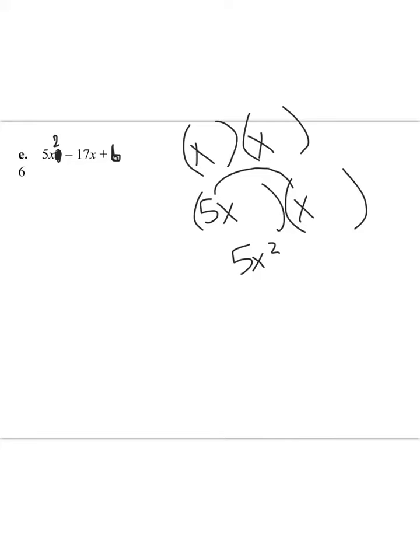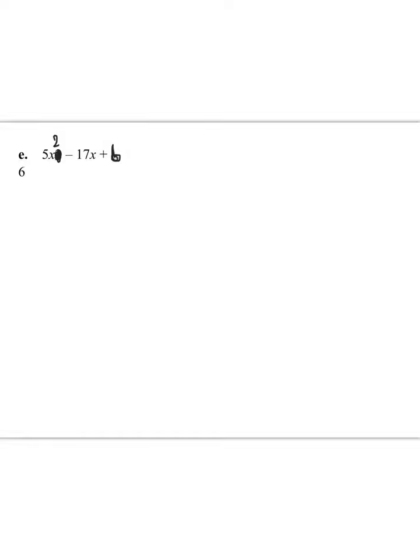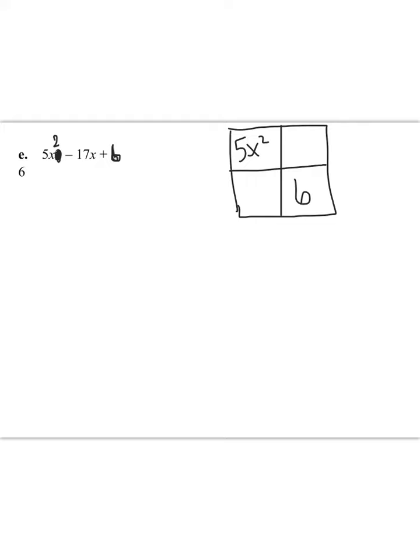So there are a couple different ways that we can factor this. There's a box method. So to do this, you need to set up a box and divide it into fourths. So the very first term, 5x squared, is going to go in the top left. And the very last term is going to go in the bottom right. And like we were doing before, we want to multiply our first term with the last term. So 5x squared times 6 gives us 30x squared.